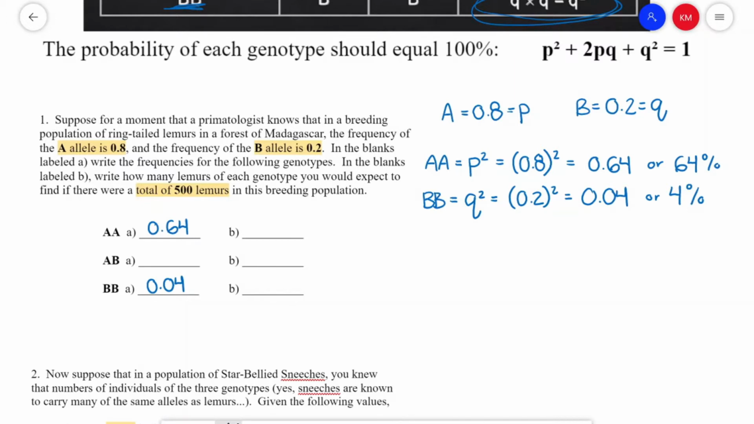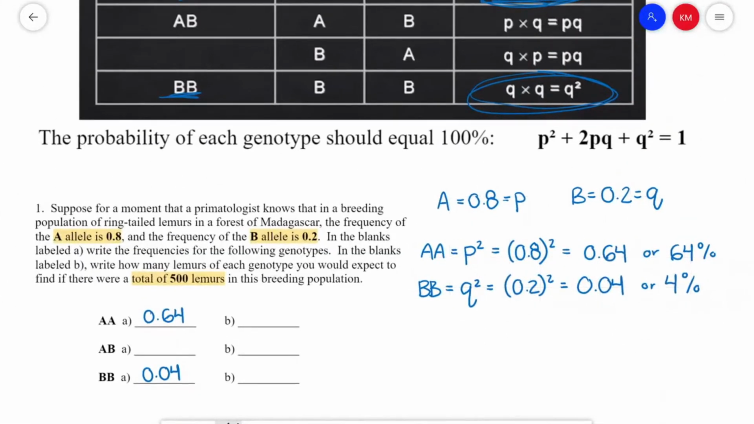The last one we want to find is the frequency of the heterozygous genotype, AB. So that equation is going to be a little bit different. If we look at our chart up here, AB, there's 2 ways, basically, that you can get that genotype, right? You can get an A from mom and a B from dad, or vice versa, B from mom, A from dad. So because of that, we have to do 2 times P times Q, because each of those instances is P times Q. And because there's 2 ways of getting it, we're just multiplying that by 2.